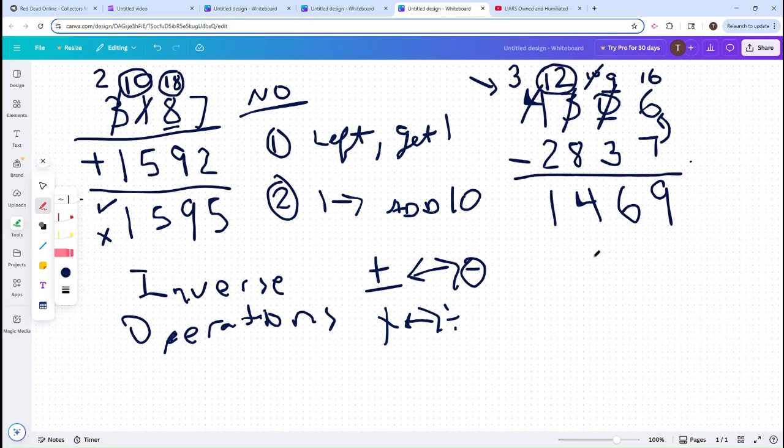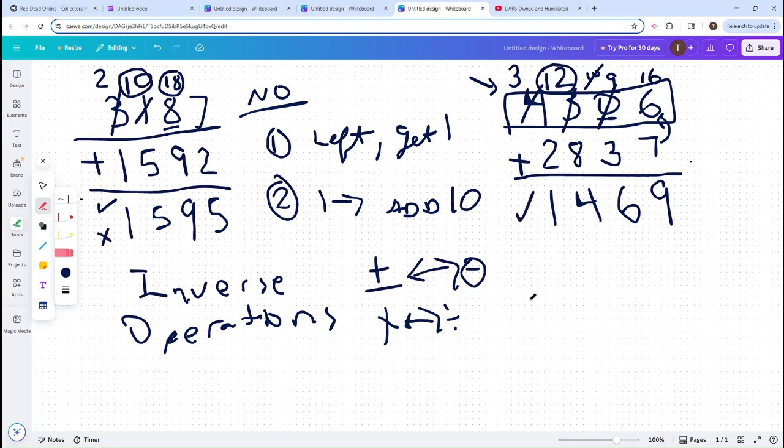So, the answer is 1,469. If you're not sure of the answer, you can always take that answer, add 2,837 to it, and if you don't get 4,306, then this number's not right, but it is.